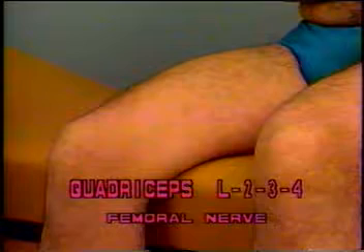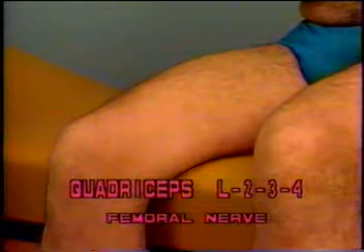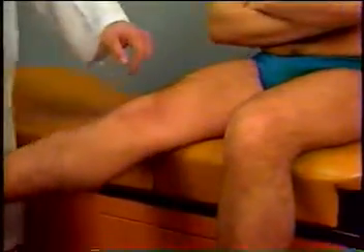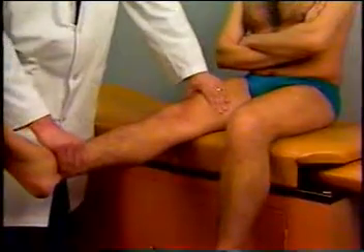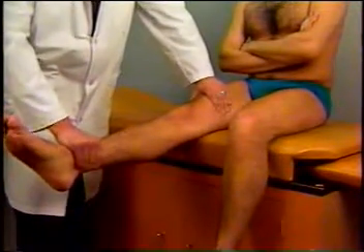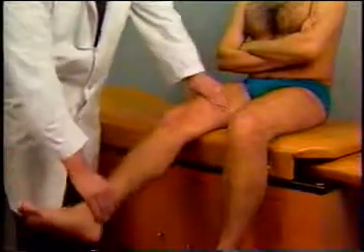Knee extensors. Quadriceps, L2, 3, 4, femoral nerve. The quadriceps muscle must be tested as a group. The patient is in the sitting position and instructed to extend the knee. One hand of the examiner stabilizes the thigh and palpates the quadriceps contraction, while resistance is applied by pressure just above the ankle joint to the lower extremity.